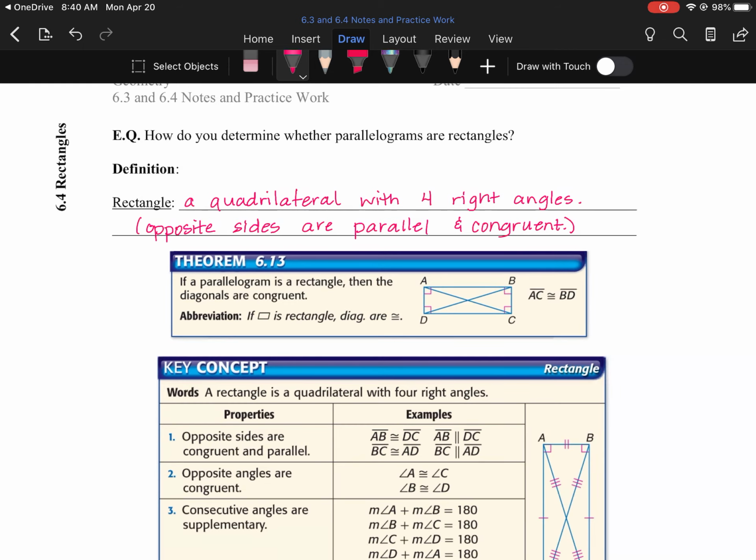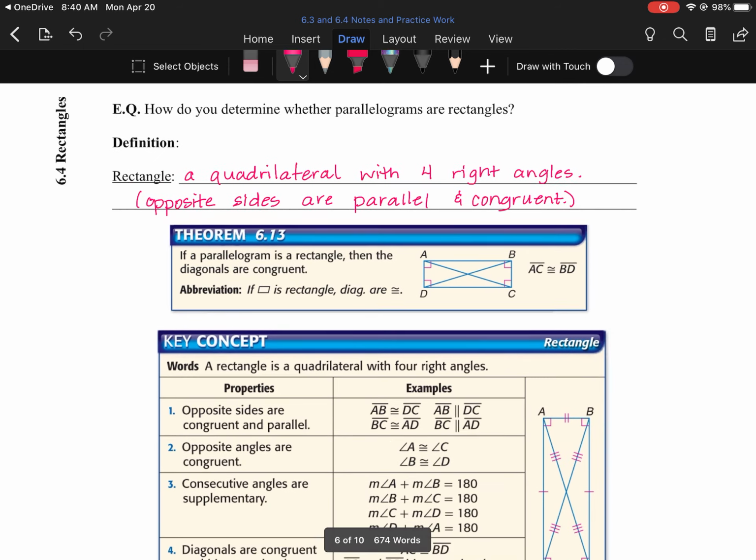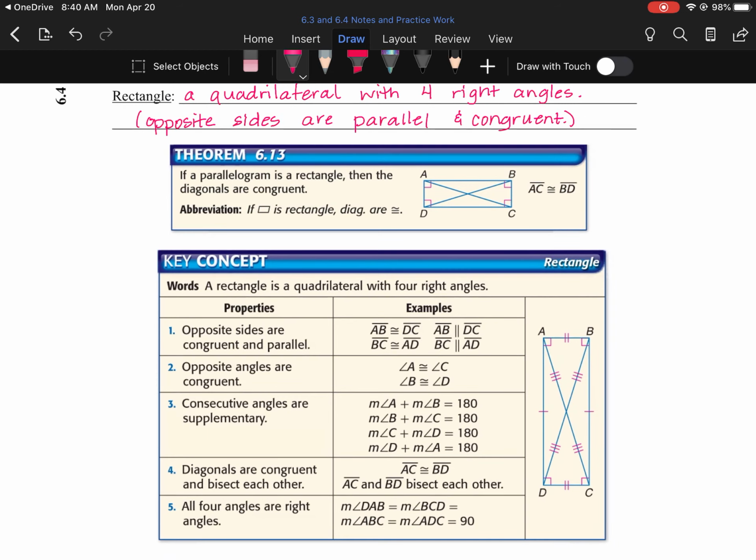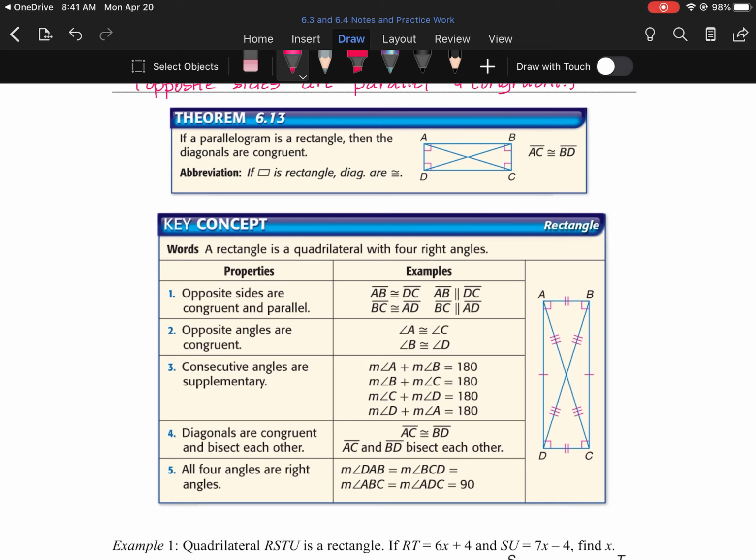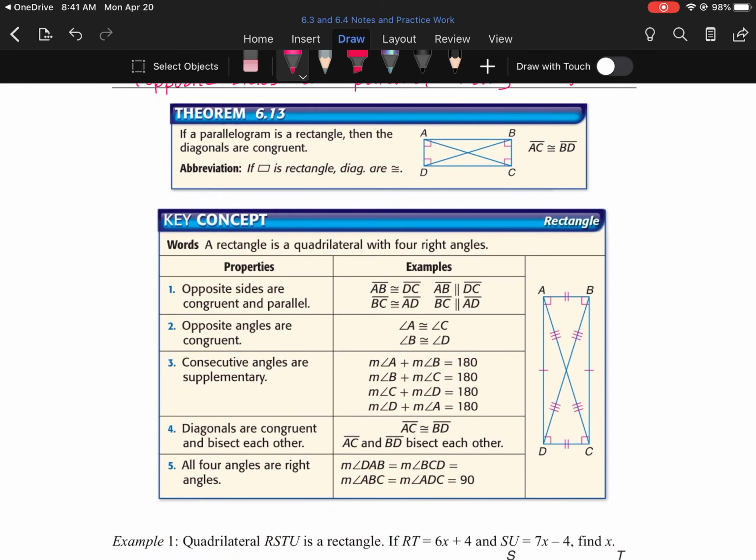So if you notice here, we have several theorems today. If a parallelogram is a rectangle, then the diagonals are congruent. So that means the diagonals in a rectangle are the same length. All right, here's some more properties. In words, a rectangle is a quadrilateral with 4 right angles. We already have that. We know that opposite sides are congruent and parallel. We wrote that down up there, so that's our first property.